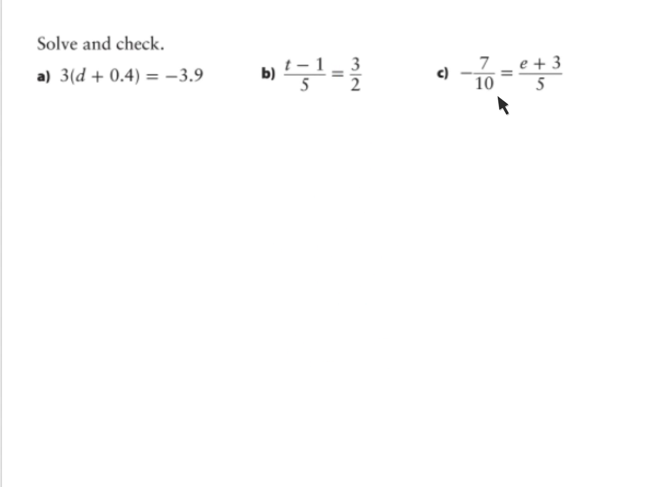Okay, on this last one, this one is similar to this one. So what we're going to do is, where's our letter? Our letter's here, e plus 3 over 5 equals negative 7/10. So we're going to get rid of this 5. Because on this side the whole thing is being divided by 5, we're going to do the opposite, and we're going to times both sides by 5, like so.